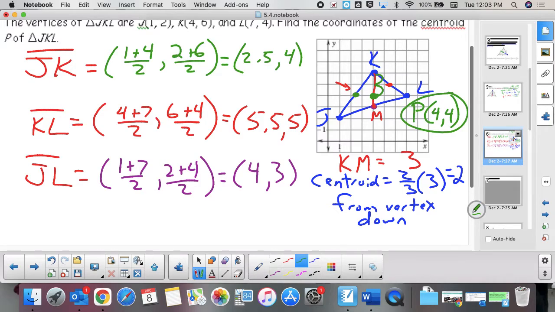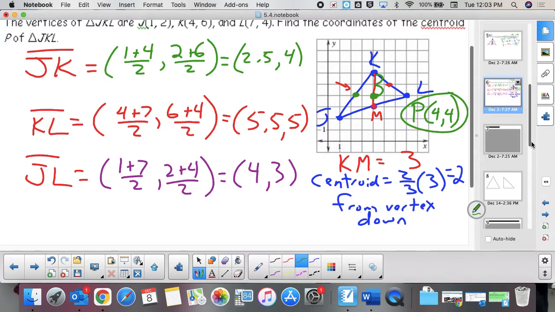You will have one problem very similar to this on your test, right? So that's what you need to know about your medians. We also, though, talk about your altitudes. An altitude will go from a vertex, and it will be perpendicular to the other side.